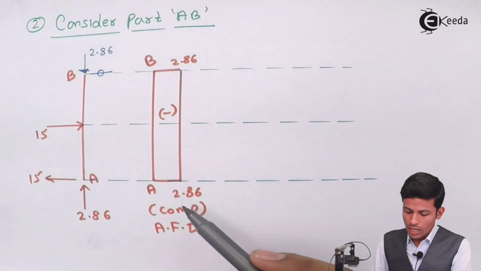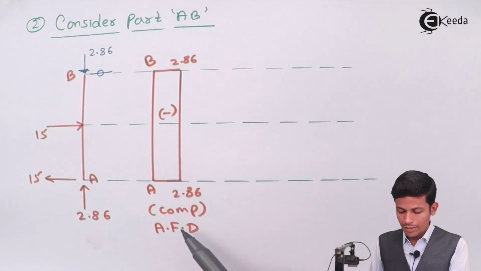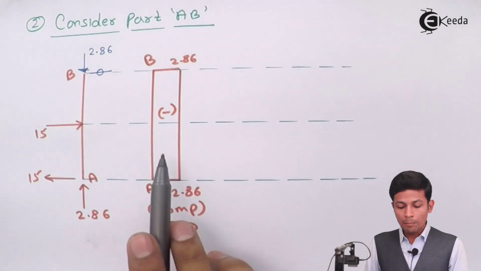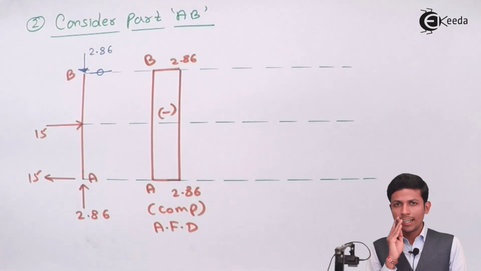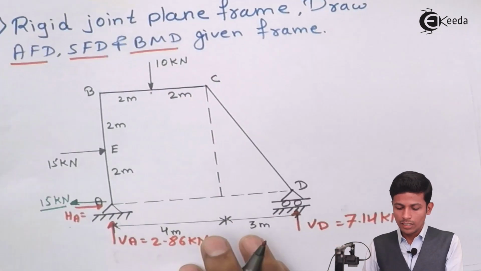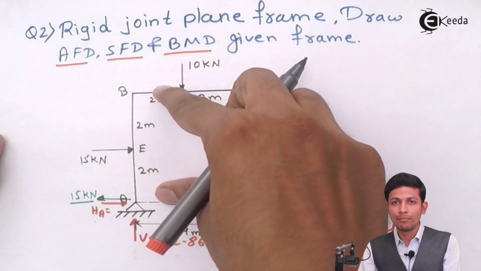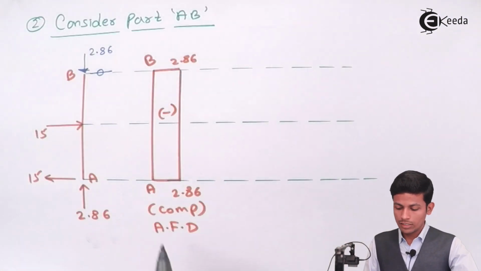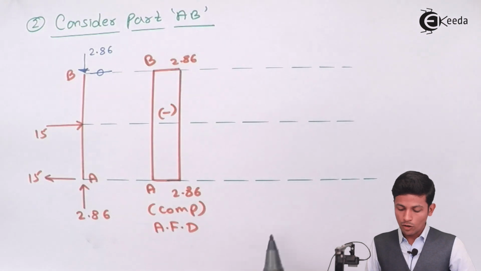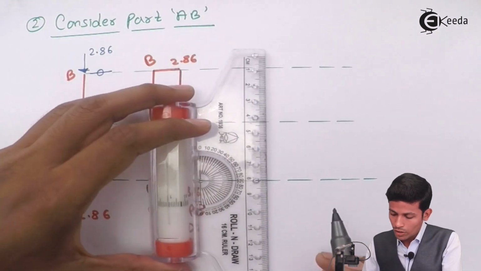This is your AFD, axial force diagram. Now see, we have got the value of this AFD. See, always see, minus sign means draw inside the frame. This AB part will come minus, we draw inside the frame. Okay, now see, this is inside the frame. After that we have to draw the SFD part. Now how will you draw the SFD part?